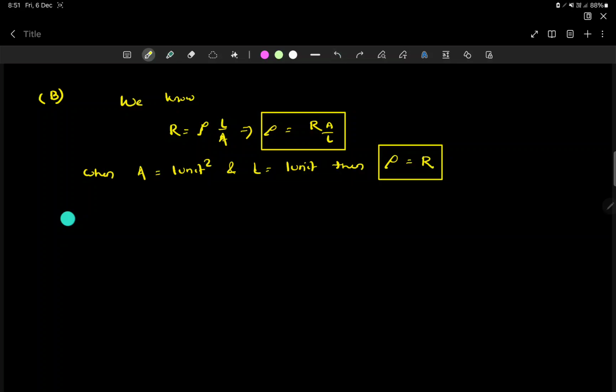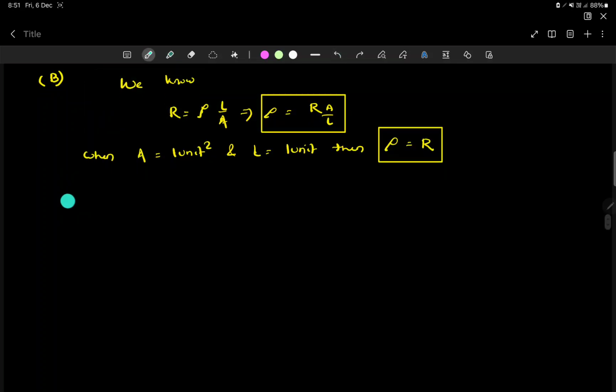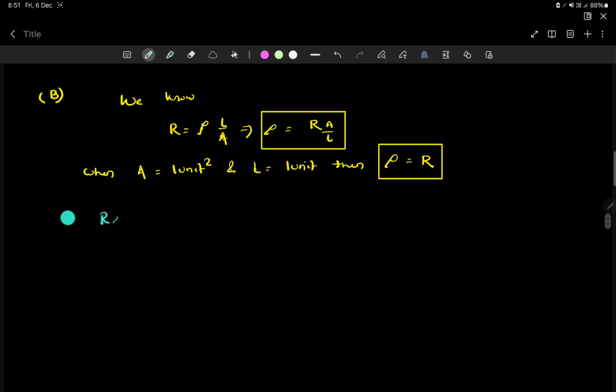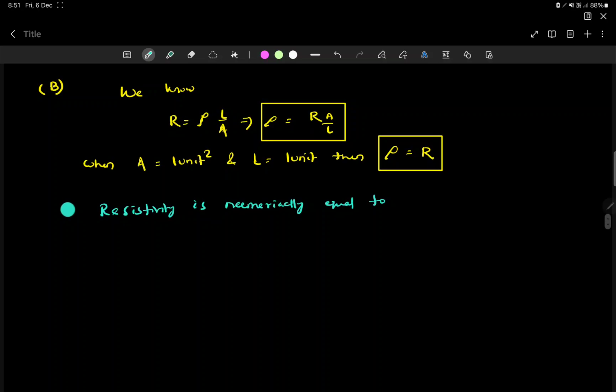So what do you have to write? Simply you have to write, resistivity is numerically equal to resistance of a conducting wire.